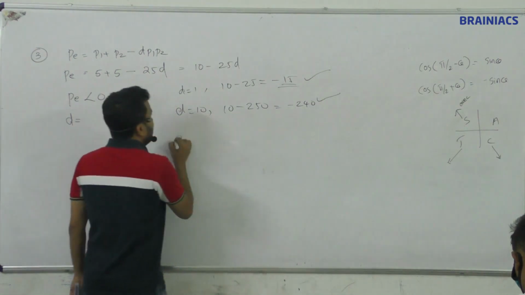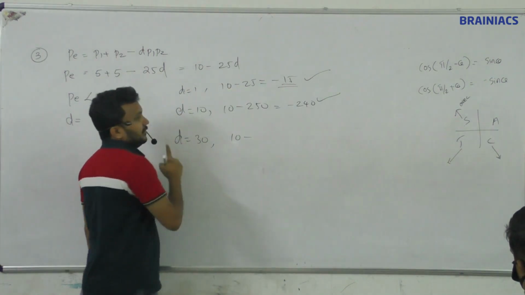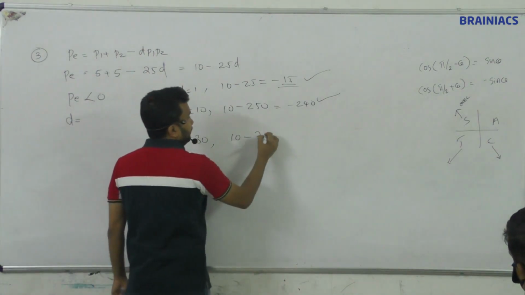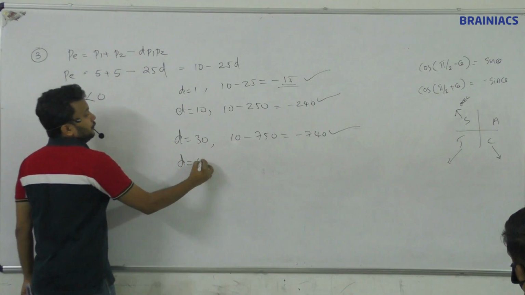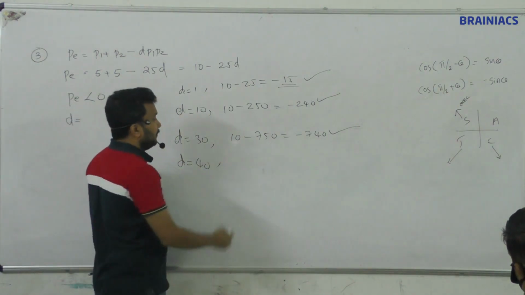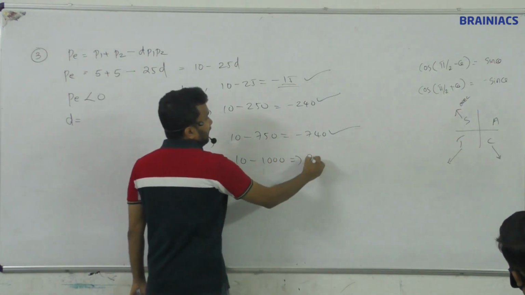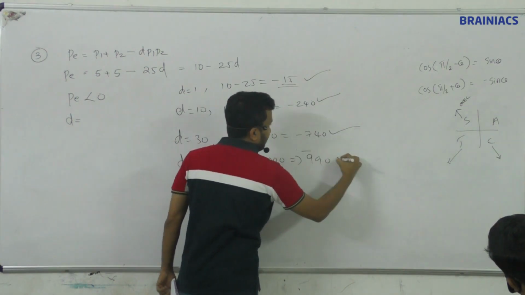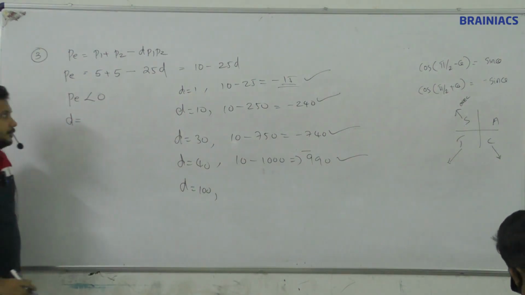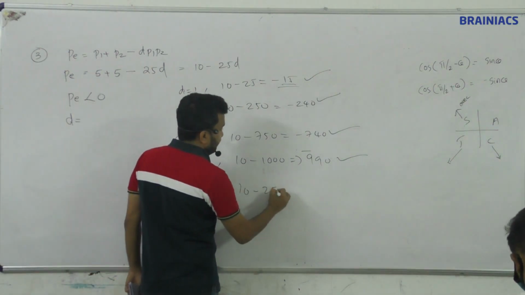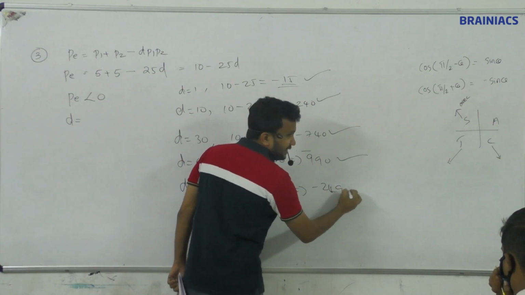When D is equal to 30, what will you get? 10 minus 25 into 30, how much will come? 750. So the answer is minus 740. This is correct. When D is equal to 40, how much will come? 25 into 40 is 1000, 10 minus 1000 is minus 990. Correct. D is equal to 100, for example, how much will come? 10 minus 2500, which is equal to minus 2490.